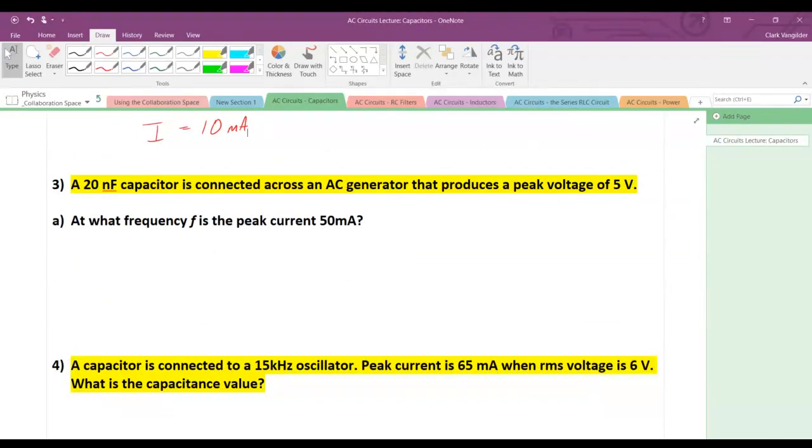All right, a 20 nanofarad capacitor. Not a lot of capacitance. Connected across an AC generator that produces a peak voltage of 5 volts. At what frequency F is the peak current 50 milliamps? Okay, so what do we do here?